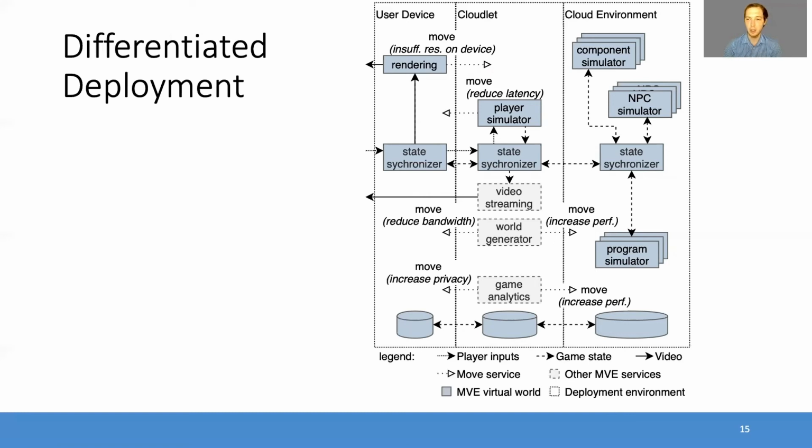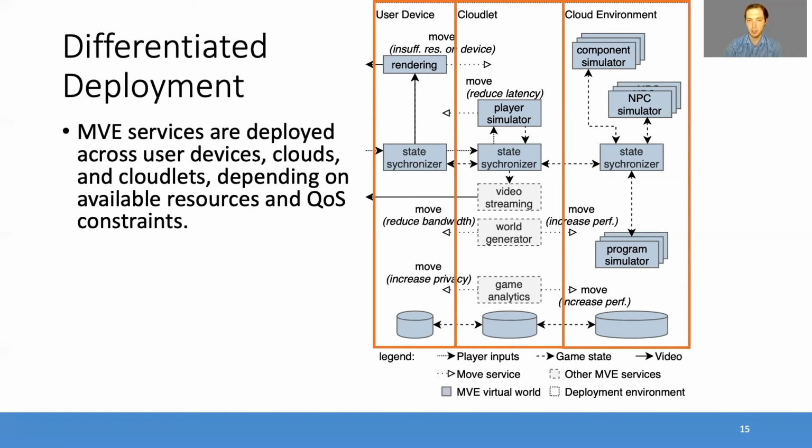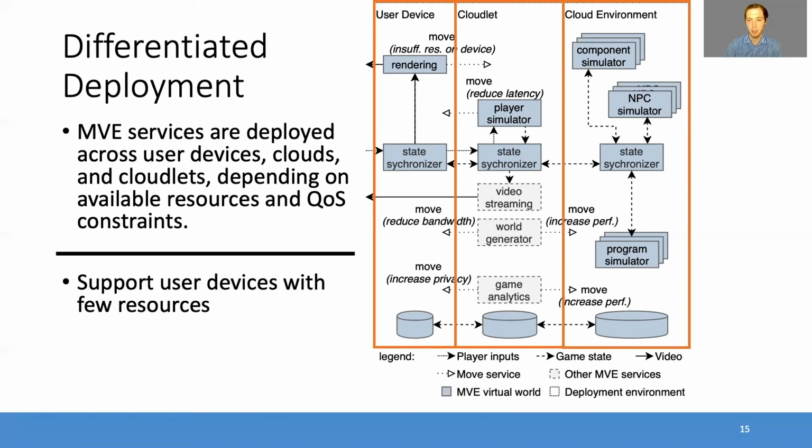Finally, we envision a differentiated deployment where services run on the user's device, cloudlets, or the cloud, depending on the workload, resource availability, and quality of service constraints. This allows the system to support resource-constrained devices when needed and reduce load on the cloud and core network when possible. In practice, this could mean running the rendering on a cloudlet to support a player on a mobile device, but it could also mean speculatively simulating the actions of digital logic components at a user device to reduce latency by basically hiding it.